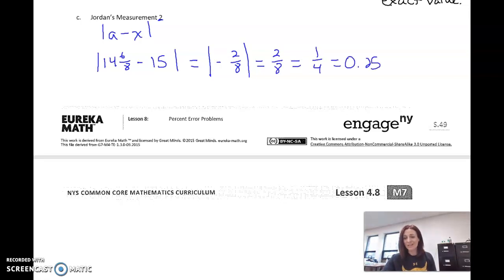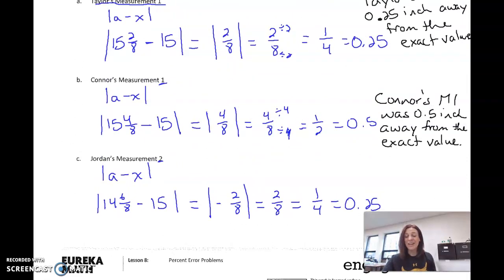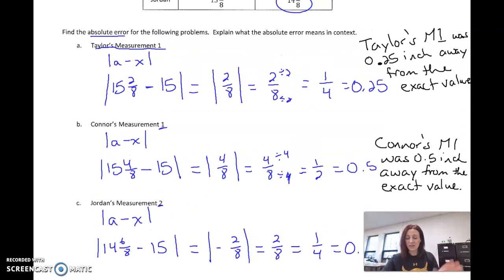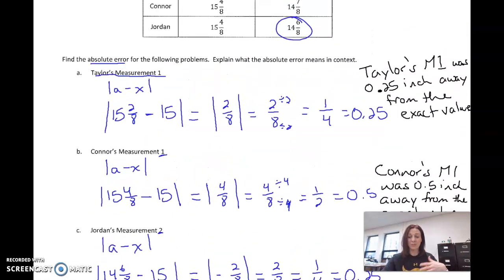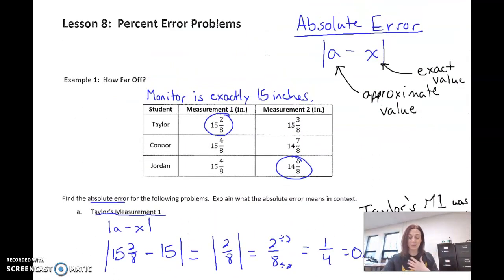I'm not going to write it in explain because I think you guys get it, right? Jordan was 25 hundredths, 0.25, 1/4 of a way off of the exact. Okay, so we're not concerned if we're too small or too big, if it's going to be negative. We're just worried, how far off are you? That's our absolute error. So now what we want to do is take our absolute error and turn it into a percent error.